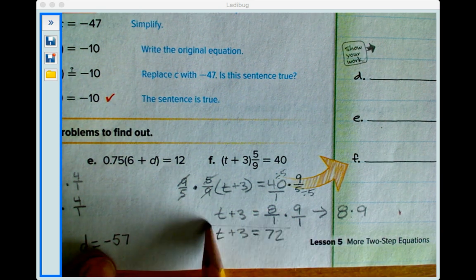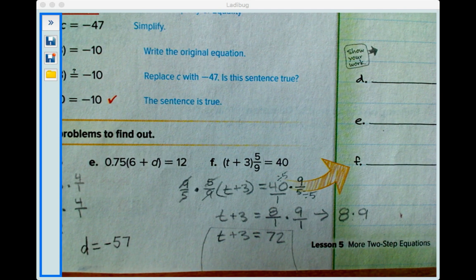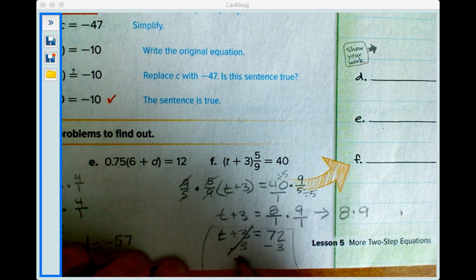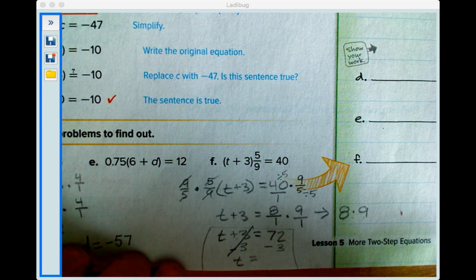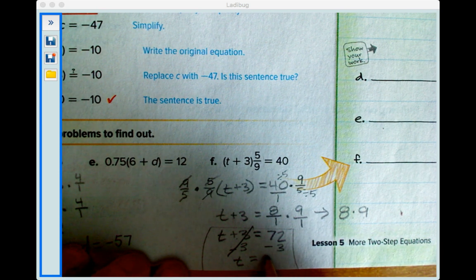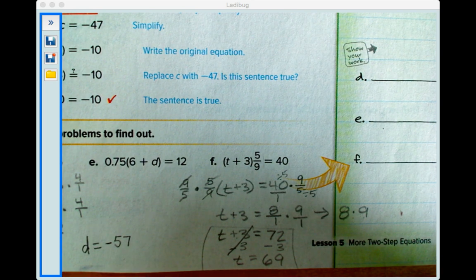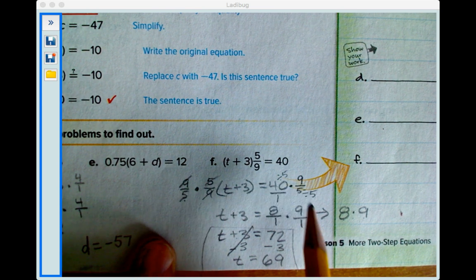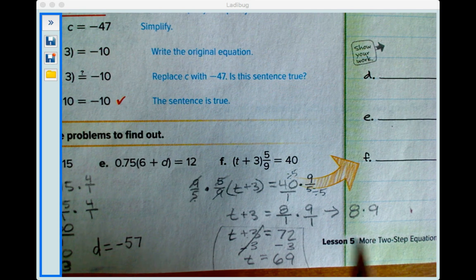Back to a normal looking one-step equation. We get rid of our t plus 3 by doing minus 3 to both sides. T equals 72 minus 3, 69. If you don't remember how to do the flipping or the GCF part, please go back to one-step equations and coefficients. It was in your previous packet.